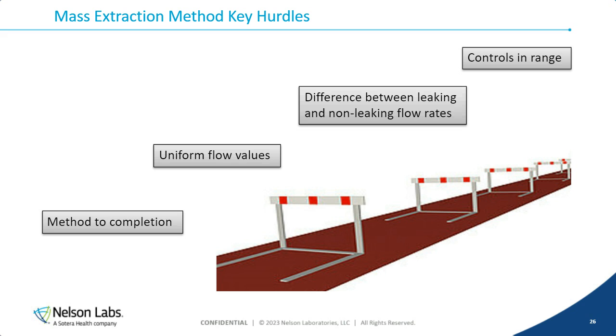And then lastly, I need to have controls that are in range. I'm going to be monitoring this test with every set of samples that I run to make sure that everything's in order, and so I have valid data. So I need controls that are going to be in range. For mass extraction, my negative control is what we call a master part. It's going to be a solid metal part that's similar in size and shape to the test sample, and I'm going to use that as my negative.